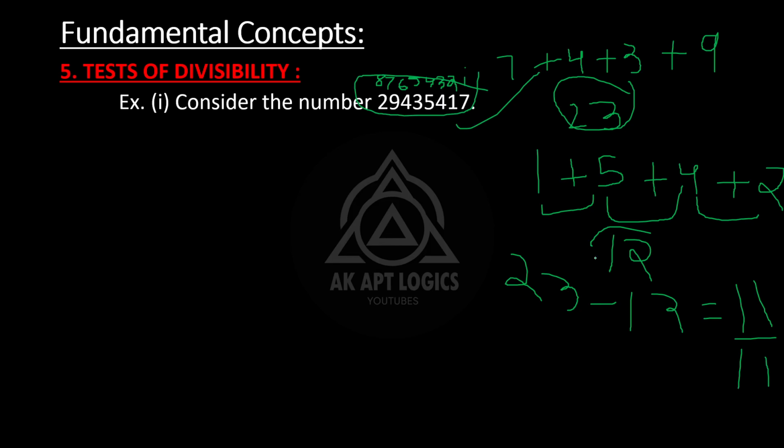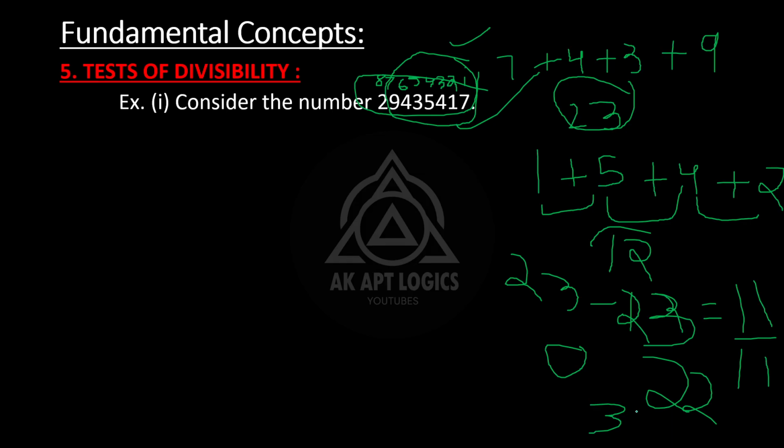Suppose you got 23 and 23 minus 23 equals 0, then also this number is divisible by 11. Or else if you got the difference as 22 or 33, like this a multiple of 11, then also the number is divisible by 11. I hope you got this point.